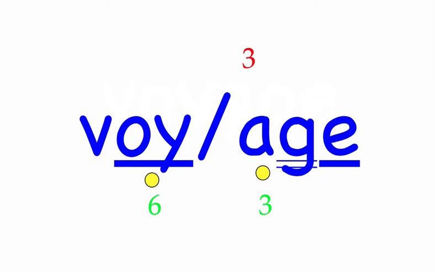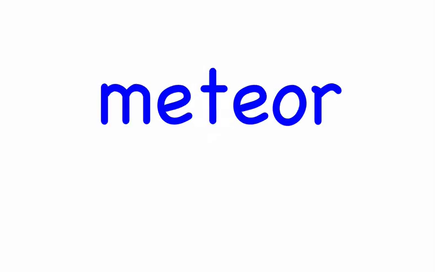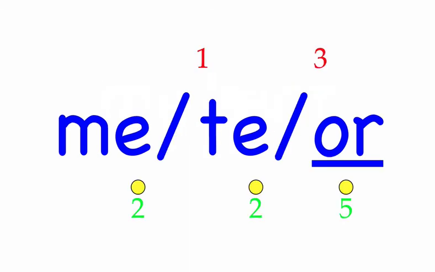Meteor. The meteor was plummeting towards Earth. Me-ti-or. Me has two sounds, m, e. T, two sounds, t, e. Or, one sound. Me-ti-or. Mark the word. Me-ti-or.